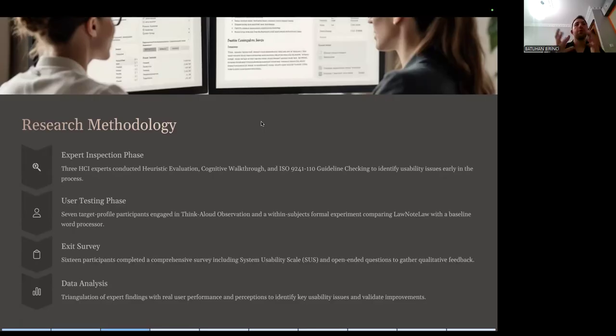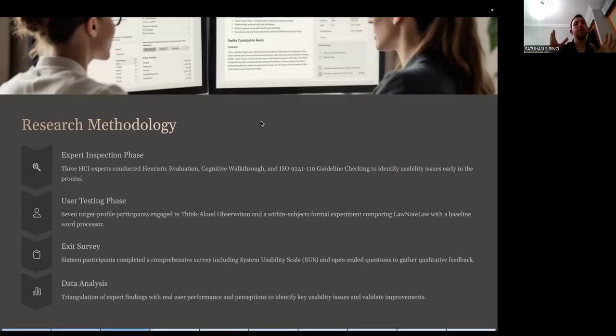We did something called expert inspection. This means we asked three people who know about computers and design to check the tool. They looked at how the tool works step by step, and they used three methods: heuristic evaluation, cognitive walkthrough, and ISO guideline checking. This helped us to find problems early.